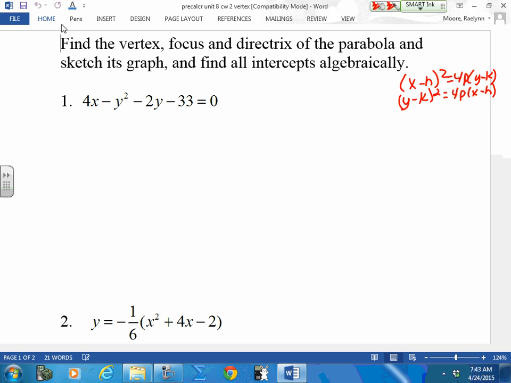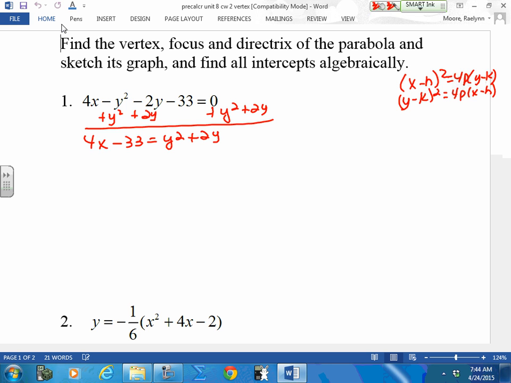So we're going to get the y's to one side. So we're going to add y squared and add 2y to this side. So keep your x's and your constant on one side, and keep your squares on the other side.